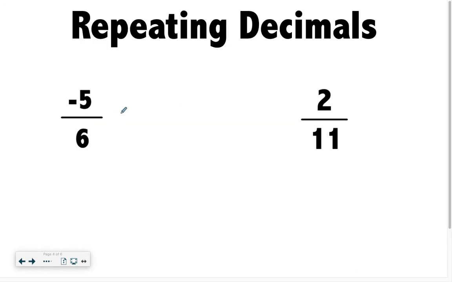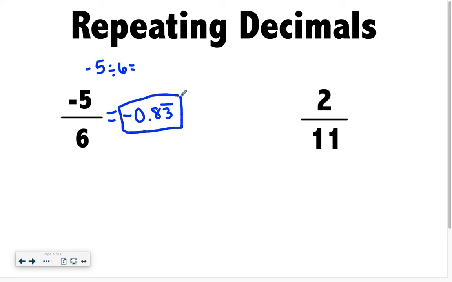Repeating decimals. I'm going to do it the faster way this time because I did long division on both of the last problems. So I'm going to type into my calculator -5. Make sure you don't use the subtraction symbol for that. -5 divided by 6 is -0.83333. I'm going to use that bar notation to signify that that 3 just keeps repeating. And that is my answer.